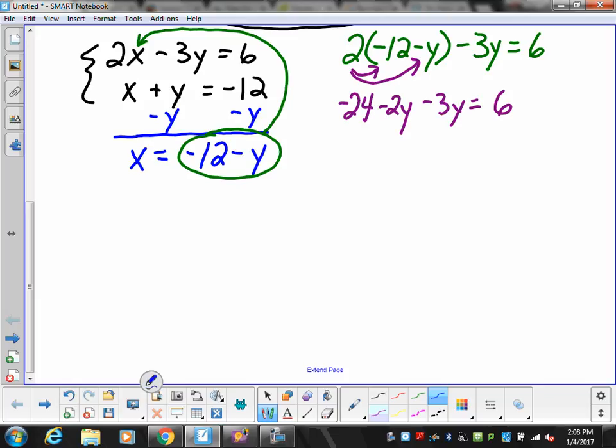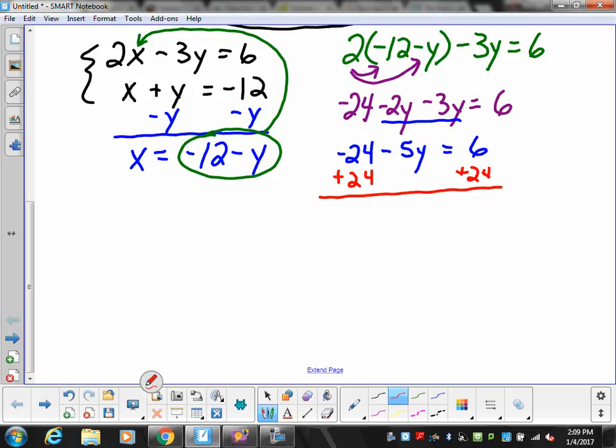So my like terms this time are the negative 2y minus 3y. Add those together, I get negative 5y, minus 24 equals 6. Then to get the y by itself, I need to add 24 to both sides. So negative 5y equals 30. And then lastly, divide by negative 5. y equals negative 6.